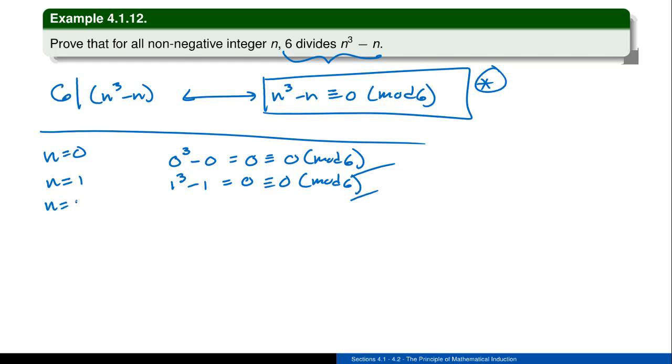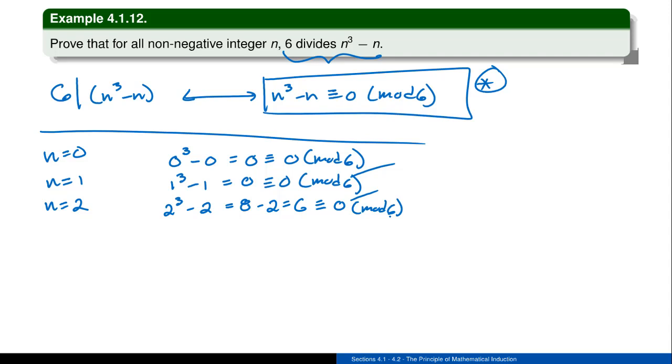What happens when I jump up to a 2? If I look at 2 cubed minus 2, this is going to kick out 8 minus 2, which is a 6, and I know that 6 is congruent to 0 in this mod 6 setting. So it seems to be at least believable for the first few values.